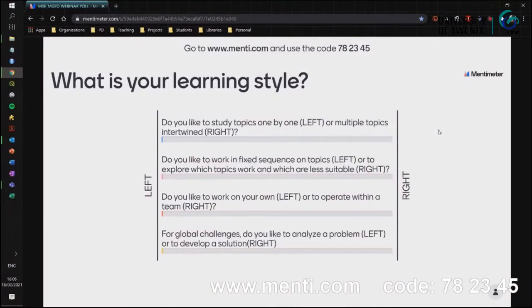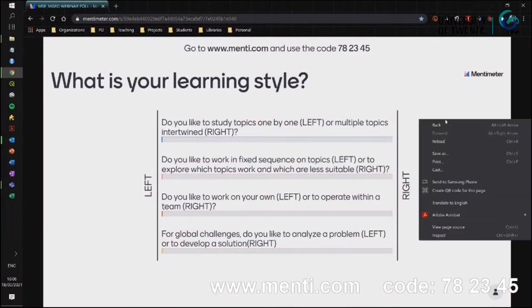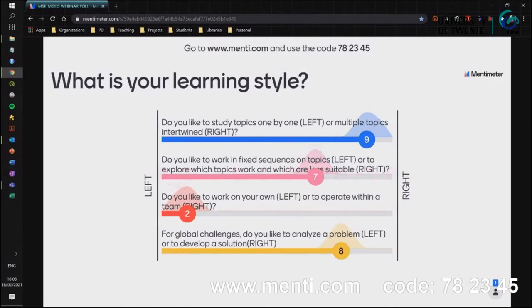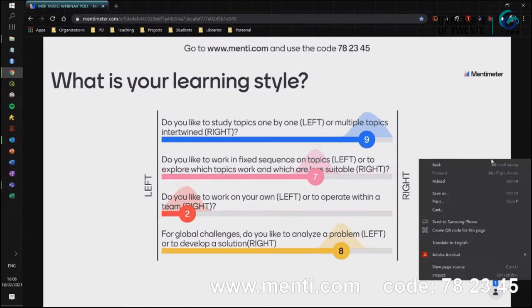Now, why do we have this poll? It's actually not necessarily for us, but also for yourself to find out a little bit which side of the spectrum you are on. These results that you fill in are anonymous. We can't trace them back to you. But it helps you to see on which side of the spectrum you have an interest. I will shortly go through those four questions that we have. And there's no right or wrong answer. It's just for yourself: what is the learning style that you like?